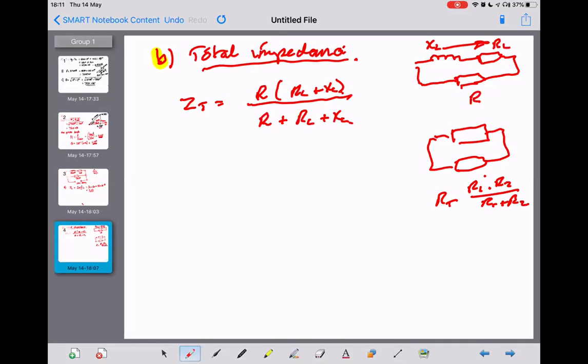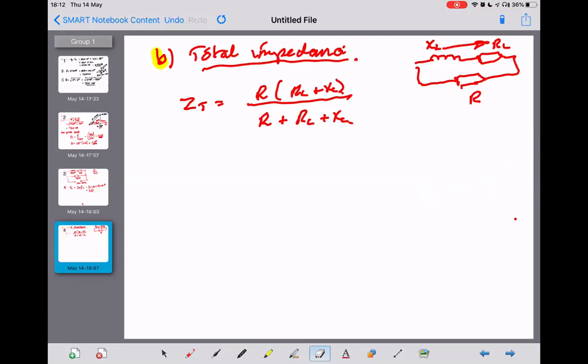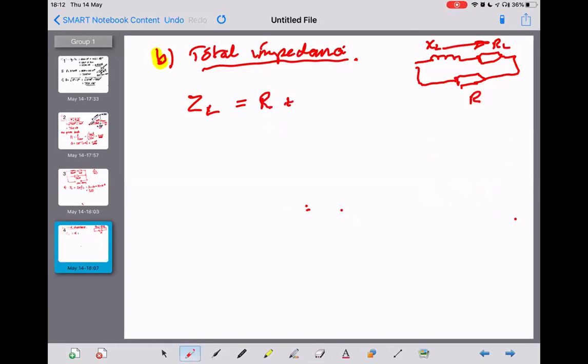Would you be happier if we went down Robbie's route for solving this question, where you do things separately? I think that might be better. I think it's going to be a little bit easier to understand. So what did you do, Robbie? I'm guessing you found ZL. Yeah, we'll go down this route anyway. I started by finding ZL, so I've done 16 plus 11j ohms.